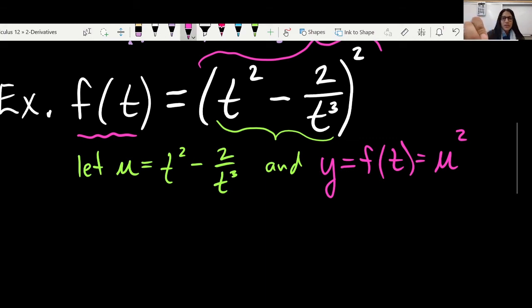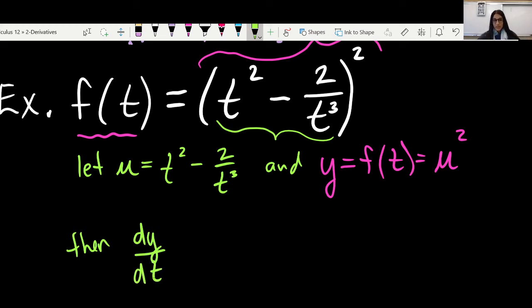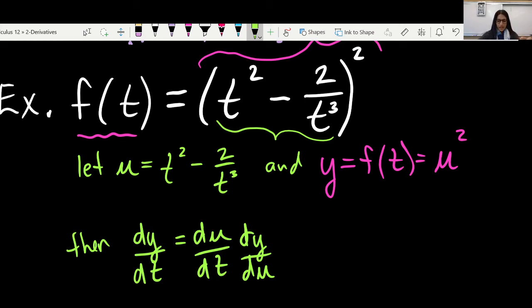And then I'm going to use this notation that we haven't used quite as much. We usually use y prime or f prime of t. But remember, I introduced this to you on the first day, dy dt. So again, the derivative of y with respect to t, because we're dealing with this in function notation where everything is with respect to t, would be equal to the derivative of u with respect to t, which is du dt, times dy du. So let me show you what's going on here.